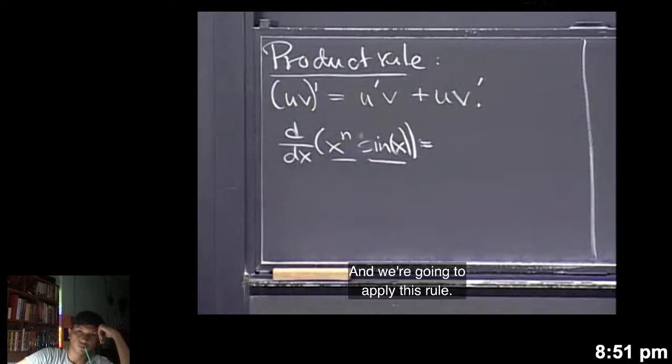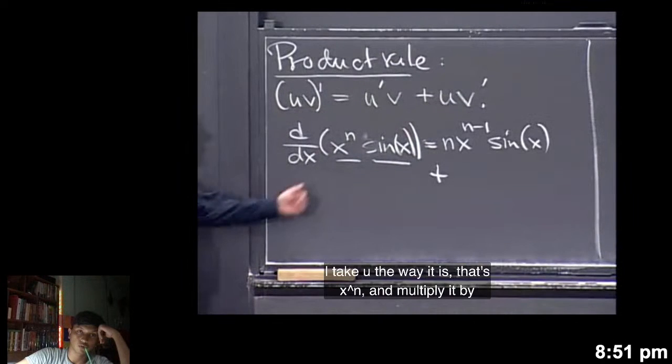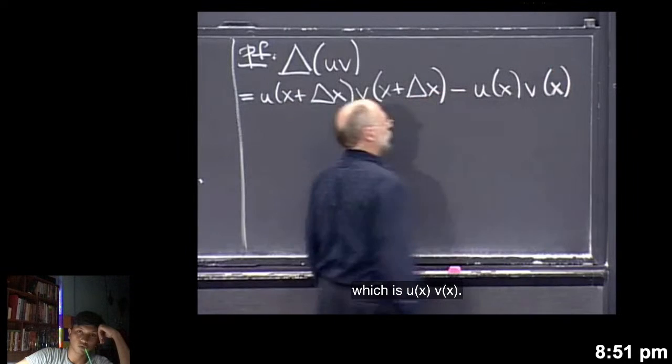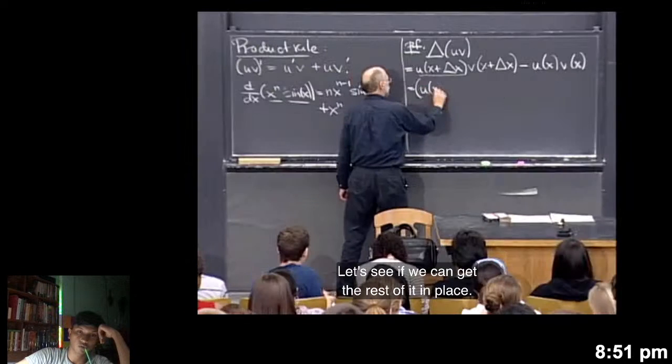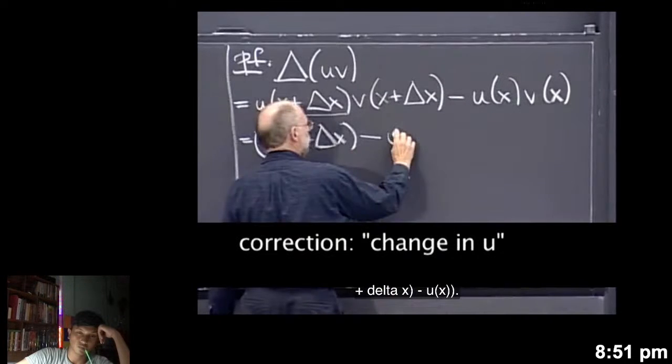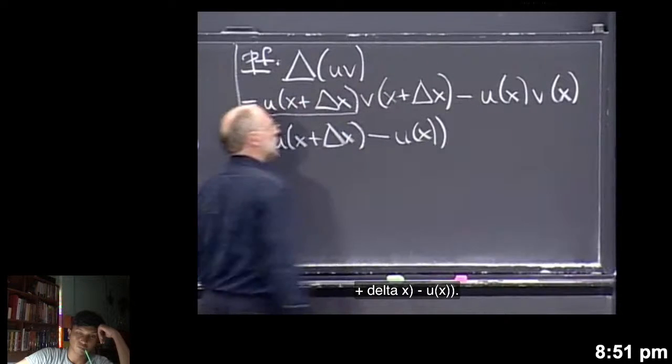Let's differentiate the product u of x times v of x. So the change in the product: the change in u is u of x plus delta x minus u of x, right? That's the change in u. It occurs, this part of it occurs up here multiplied by v of x plus delta x. So let's put that in too.